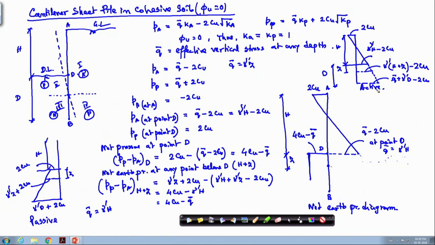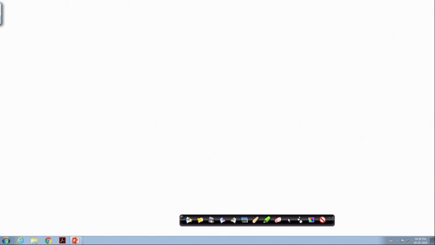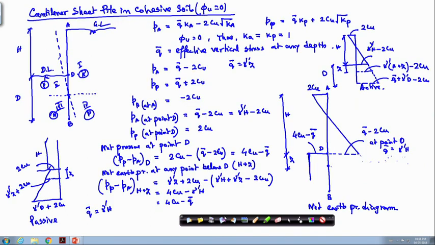This is the active pressure diagram. Now at point B, if I draw the net pressure diagram, what will be the net pressure at point B? P_p minus P_a at point B will be equal to the passive pressure value. So, this is the active pressure value and this is the passive pressure value.